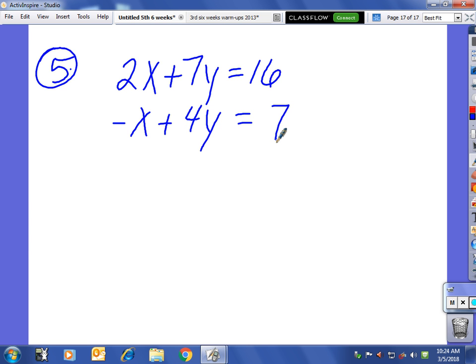Okay, now look at this one. Do you see how the training wheels are off here, folks? What's going to happen if I add these together? Nothing. Nothing gets eliminated or illuminated, right? Anybody have a clue what we could do? We're going to have to rig it for ourselves.